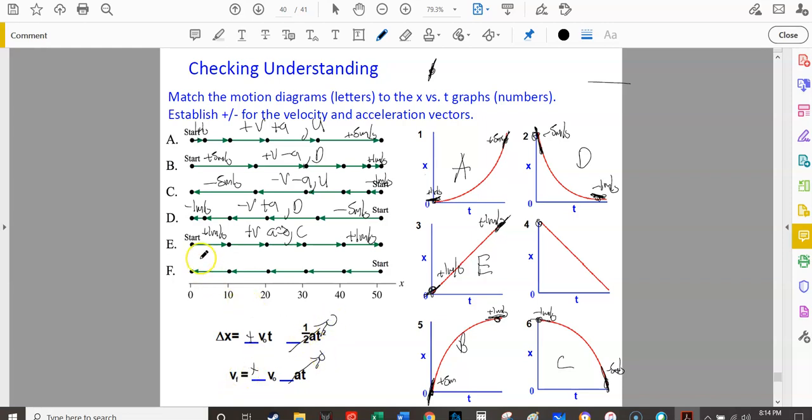Well, F is the same. It starts off with a negative 1 meter per second, ends up with a negative 1 meter per second. So this is going to be just negative, and this is just going to be negative with no acceleration components. So that means its initial velocity is going to be up here at negative 1 meter per second, and its final velocity is going to be the same at negative 1 meter per second. So slope hasn't changed over time. So this will be F.